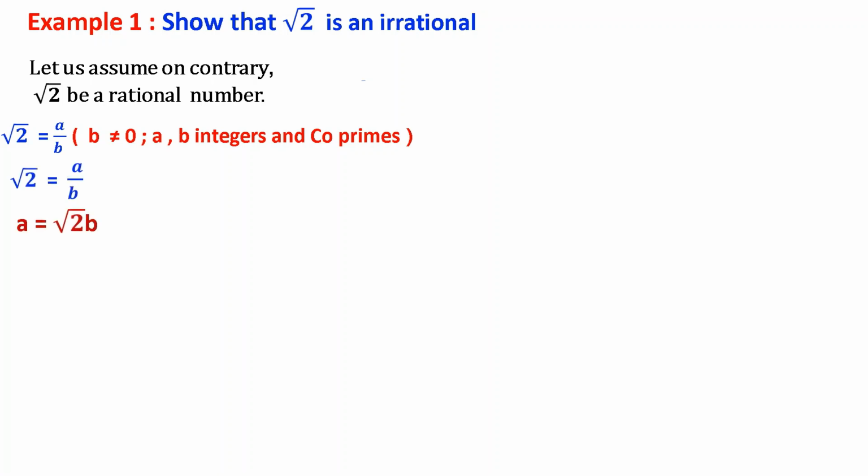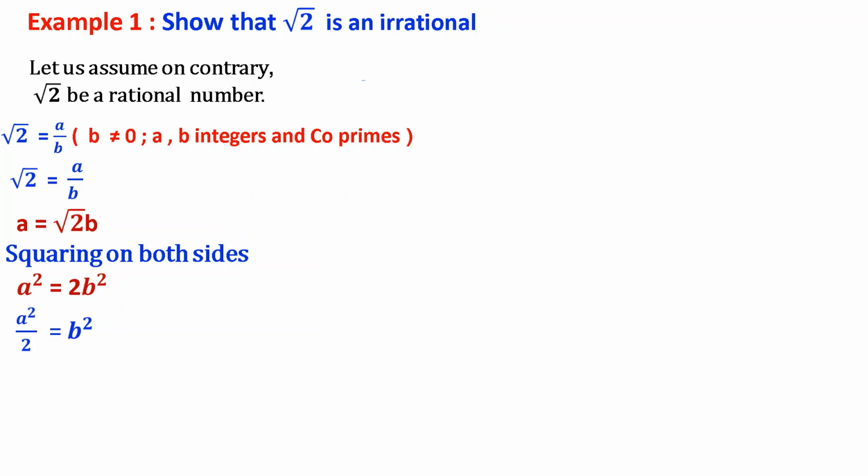By cross multiplication we get a is equal to root 2 b. Squaring on both sides we get a square is equal to 2b square. On transforming 2 to the left side we get a square by 2 is equal to b square. It means a square is completely divisible by 2. The quotient is b square.